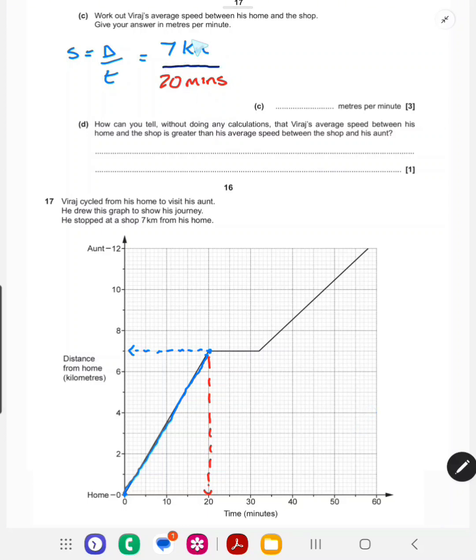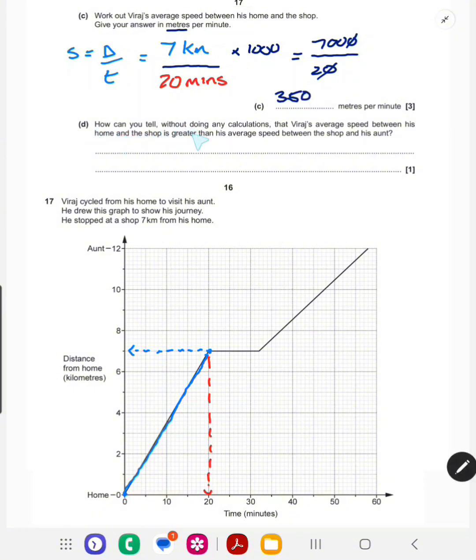20. But the question says give your answers in meters per minute. And at the minute we've got kilometers. So what I'm going to do is change that to meters. There are 1,000 meters in every kilometer. And what we're left with is 7,000 meters divided by 20 minutes. Minutes is fine because we want meters per minute. How can we do 7,000 divided by 20? Well, that's the same as 700 divided by 2. And 700 divided by 2 is 350 meters per minute.